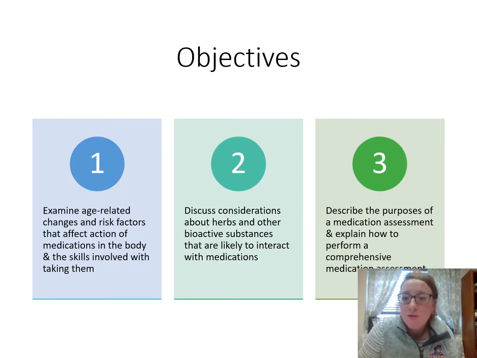So the objectives we're going to look for when we're talking about medications in the older adult, the first one is to examine age-related changes and risk factors that affect the action of our medications in the body, and also to assess the skills that are involved with taking medications appropriately. The second objective is to discuss considerations about herbs and other bioactive substances that could interact with our prescribed medications. And the third objective is to describe the purposes of a medication assessment and explain how to perform a comprehensive medication assessment.